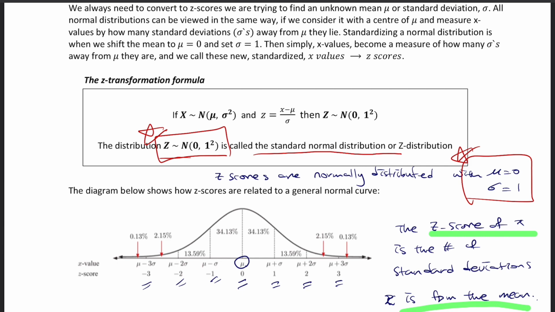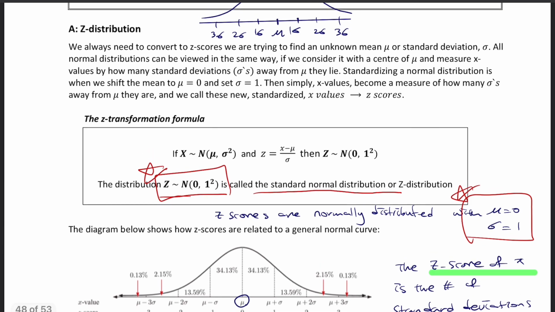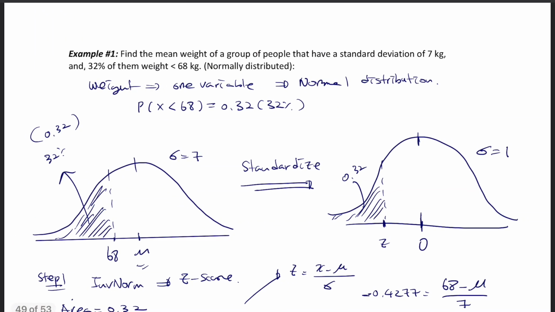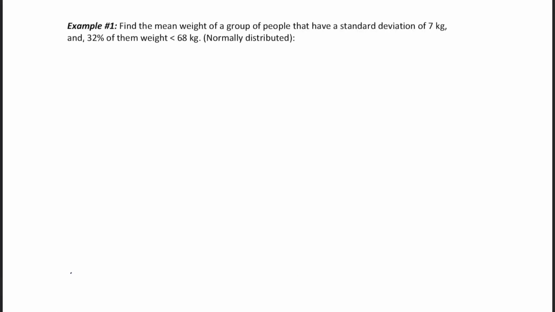Another thing that you need to remember is that for each value of x, we can calculate the z-score using the algebraic transformation. This means we can use the z-score to find an unknown mean or standard deviation value. Okay, then let's try questions such as example number 1. Let's try example number 1 together.